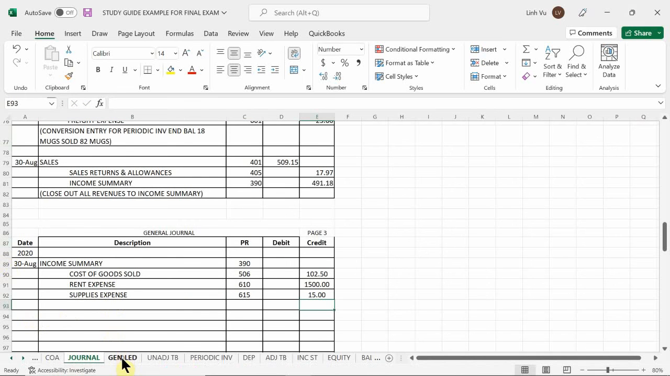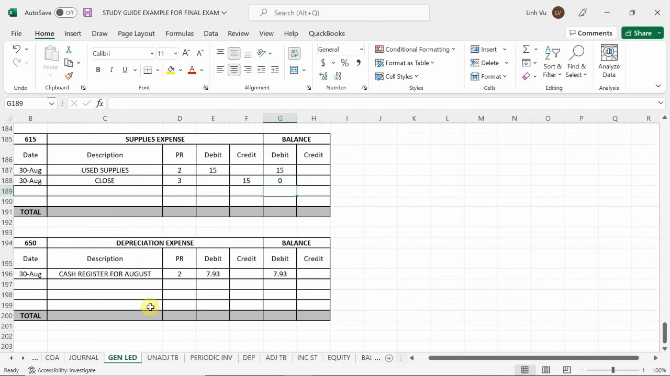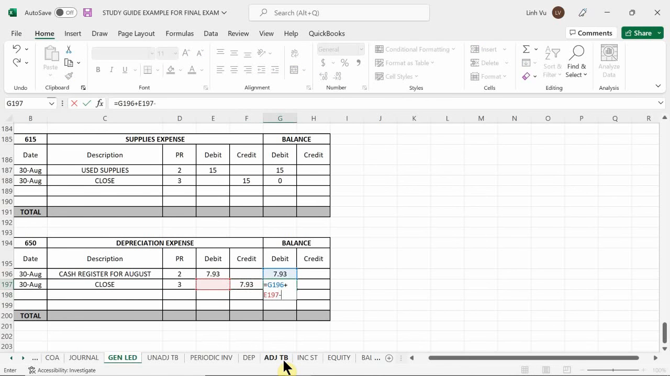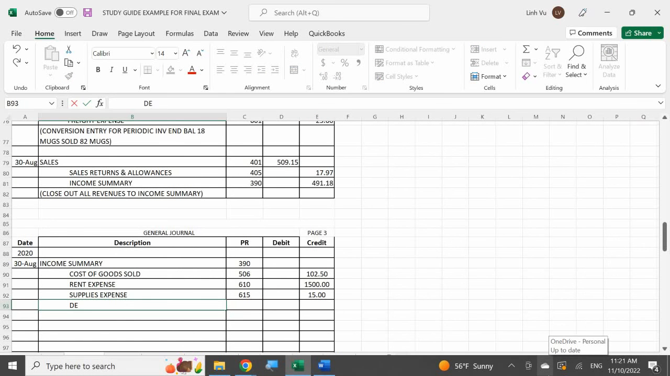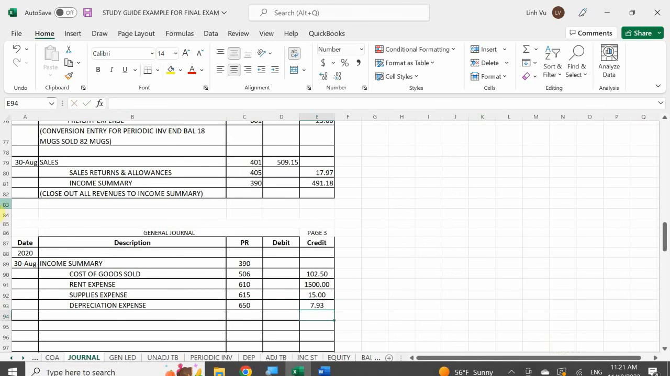And the last account that I have left here is depreciation. I'm going to close this account on page 3 for how much? $7.93. That should give you an account balance of 0. Account number 650, for $7.93.